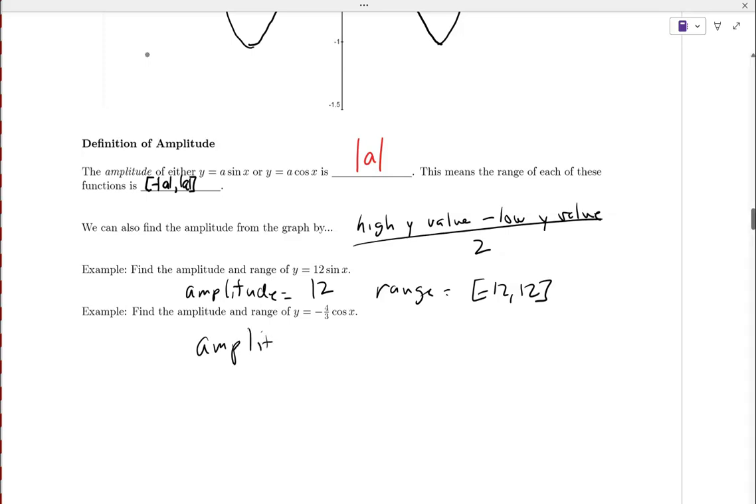For the next example, the amplitude is... So do we care about the negative for the amplitude? Nope. So it's just 4/3. And then your range will be what? Good. Yep. Negative 4/3 to 4/3. Questions on that at all?